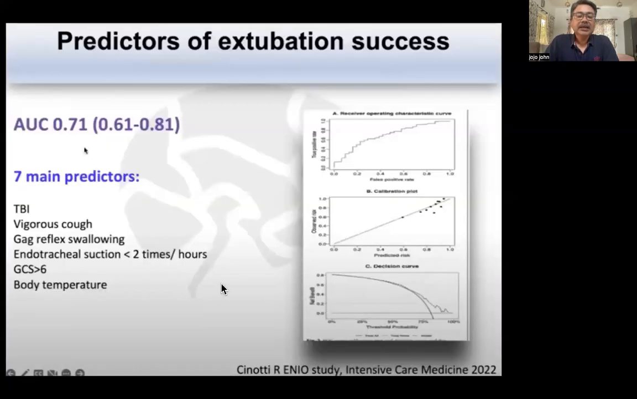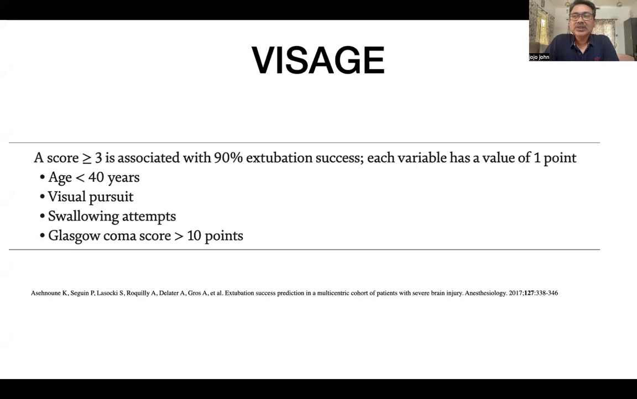The ENEXT study on extubation found 7 main predictors of extubation success: the original insult being TBI, presence of vigorous cough, swallowing reflex, need for ET suction less than twice in an hour, GCS more than 6, and absence of fever. There are some scores which are well validated. In traumatic brain injury, the best validated score is the VISAGE score, which looks at visual pursuit, the swallowing attempts, Glasgow Coma Scale, and age.